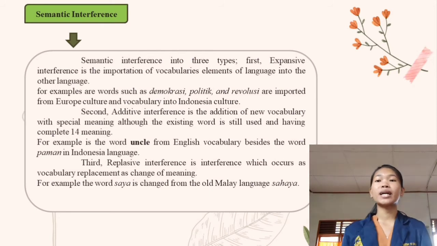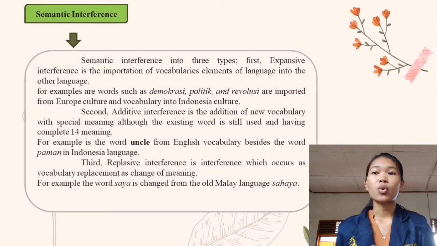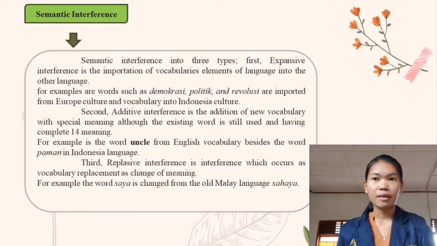And then the last one is reflexive interference. Reflexive interference is interference with vocabulary replacement as change of meaning. For example, the word saya in Indonesia is changed from Old Malay language, which is sahaya. Okay, everyone, that's all about the types of language interference.